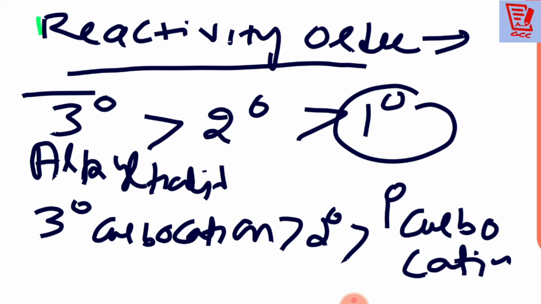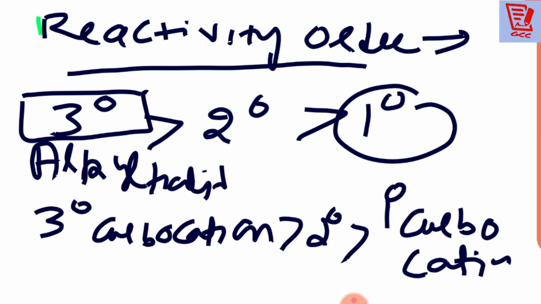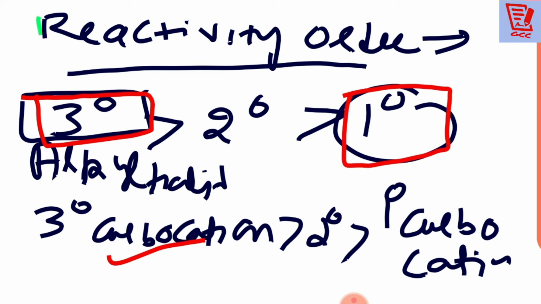Means in tertiary alkyl halide, after removing the halide group, what are we getting? We are getting a tertiary carbocation which is maximum stable. Clear? So that is why tertiary alkyl halide is more reactive and primary is least reactive. So this is the reactivity order of the SN1 reaction.